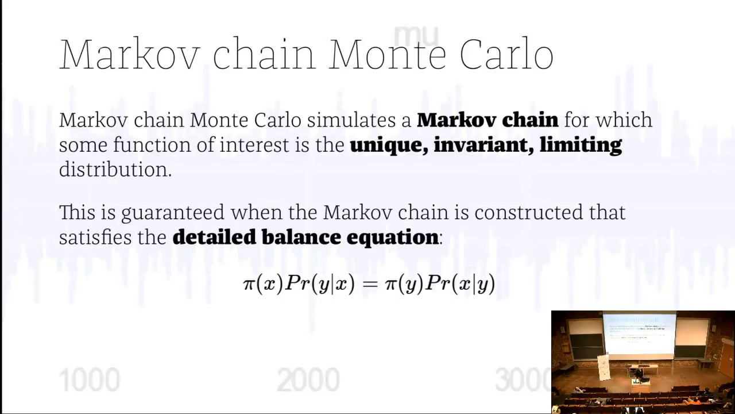Not only is it impossible to analytically solve most Bayesian models, it's also usually impossible to sample independently from them. So what we can do instead is sample dependently. You can generate a Markov chain, and as long as that Markov chain satisfies the detailed balance equation, which is a relationship that implies reversibility, if you sample from it long enough, you'll get draws from the posterior distribution that's described by pi there.